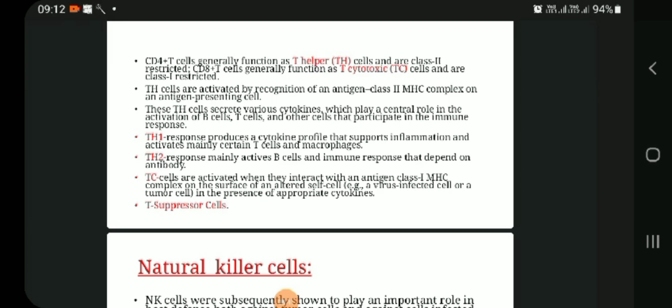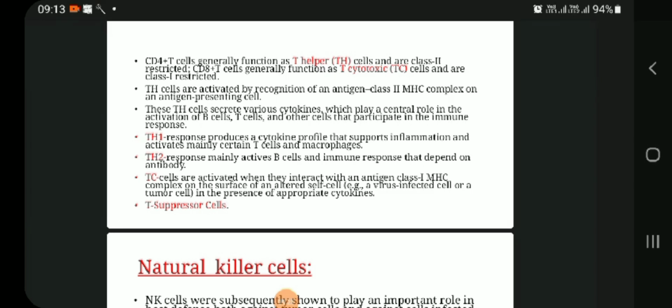So there are two types of T helper cells, that is T helper 1 and T helper 2. T helper 1 response produces a cytokine profile that supports inflammation and activates mainly certain T cells and macrophages. So certain different kinds of T cells are also activated by T helper cells, and some kinds of macrophages, which will eventually lead to the deletion or killing of the antigen with the help of different types of T cells and macrophages which will be activated by T helper 1 cells.